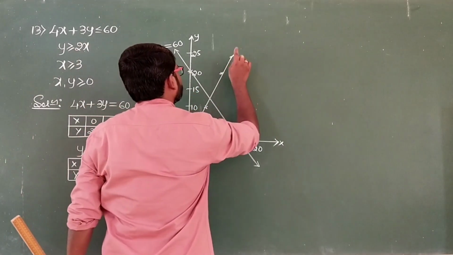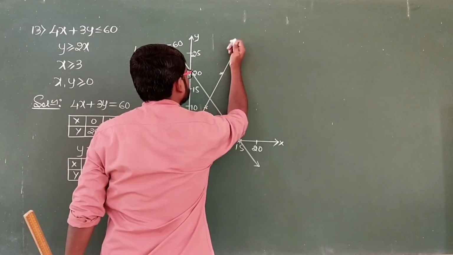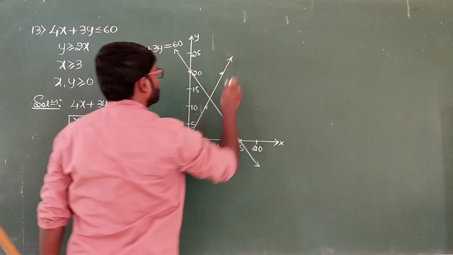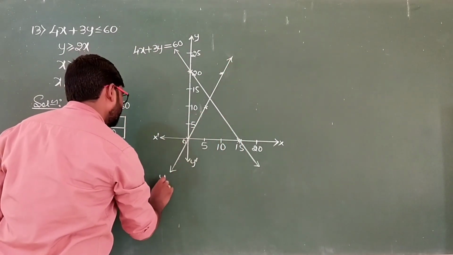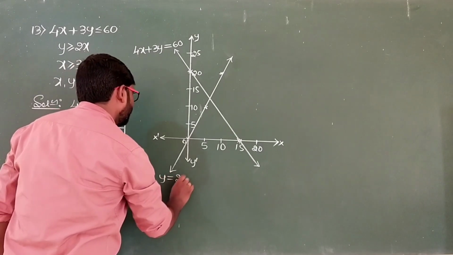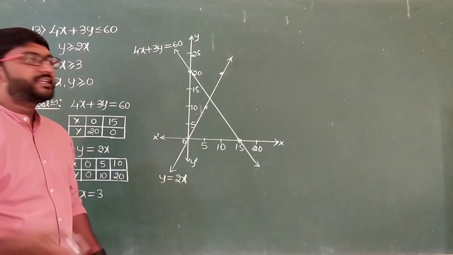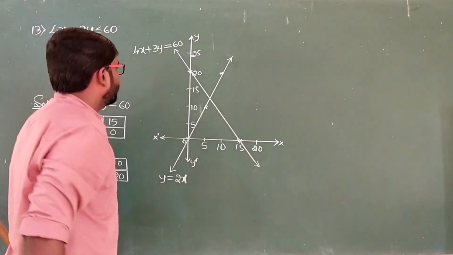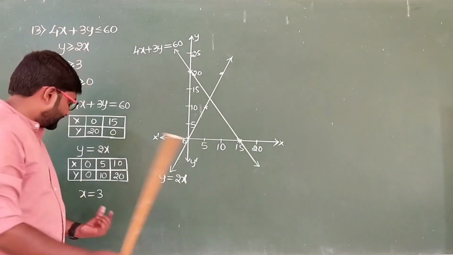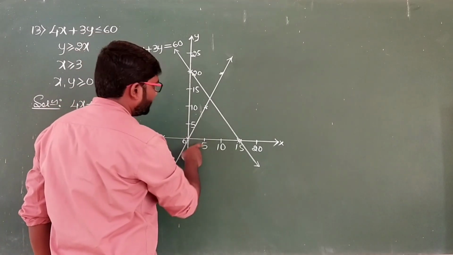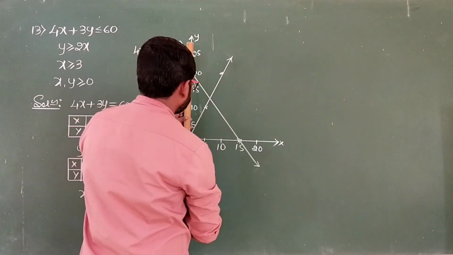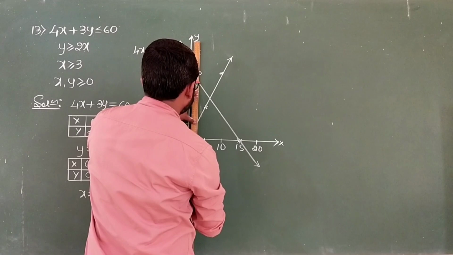Yes, it is this point. Both the sides you need to put the arrow mark, and then the equation of this line is y equal to 2x. Y equal to kx line always passes through the origin. And then we have x equal to 3 here. X equal to 3 means, somewhere here, it is a vertical line. So this line is x equal to 3.